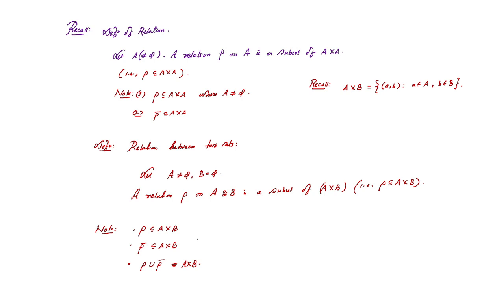So here I just add one more result: rho intersection rho bar, this is basically phi. Similarly here, rho union rho bar, this will be A Cartesian product B. And 4, rho intersection rho bar: related intersection not related, so that will be phi.